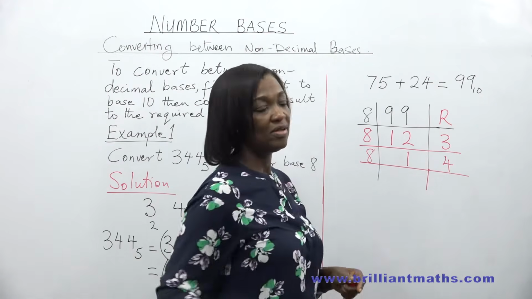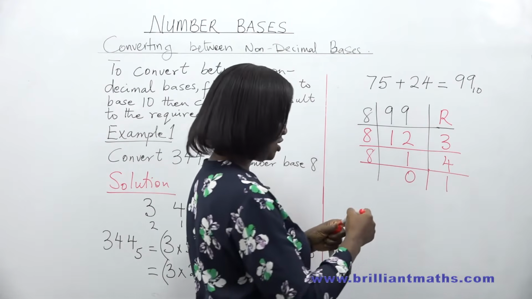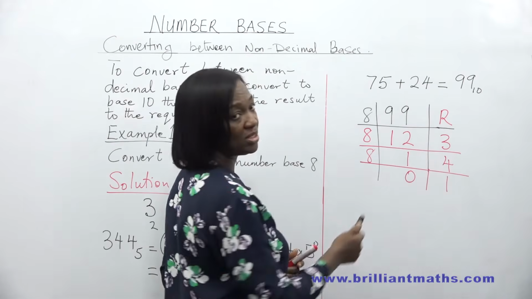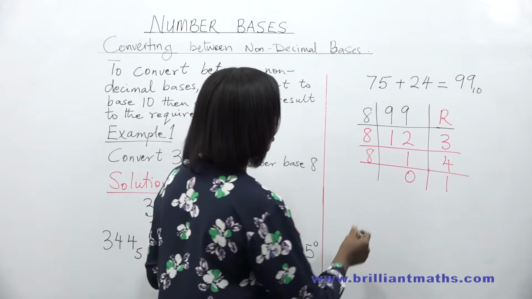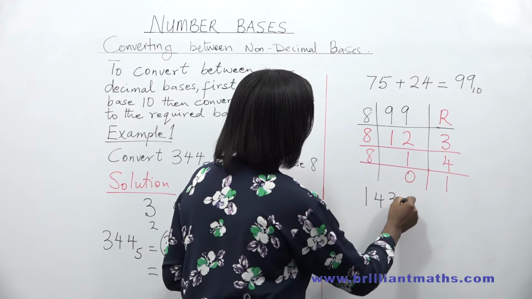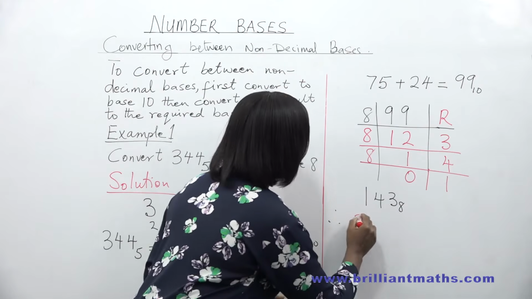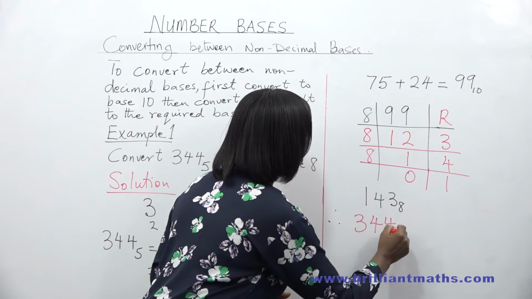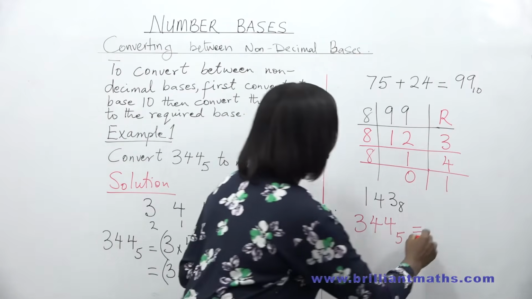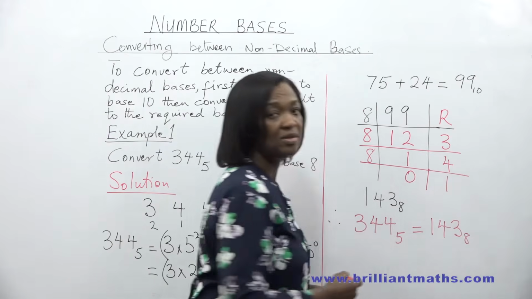8 into 1 is 0, and the remainder is 1. So our answer, we count upwards from the bottom. We have 1, 4, 3, base 8. Therefore, 3, 4, 4, base 5 is equal to 1, 4, 3, base 8.